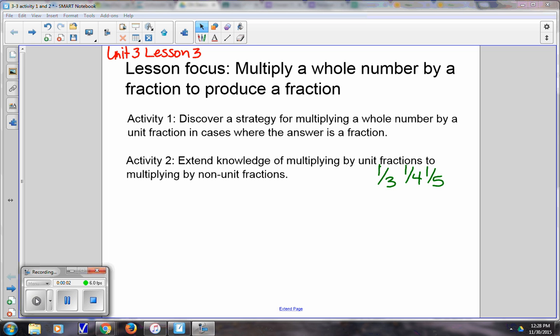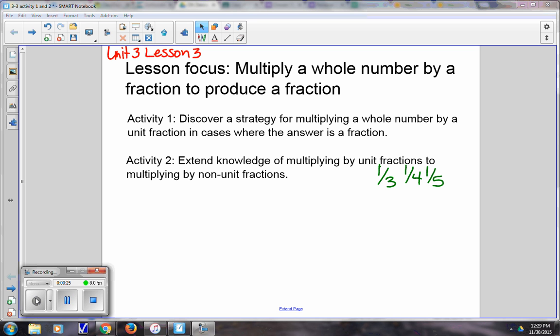Hello friends, tonight it is Unit 3, Lesson 3. Our focus is multiply a whole number by a fraction to produce a fraction. So please remember to format your notebook in a way where you have the unit name, the date, and your lesson focus written somewhere so you can use it.